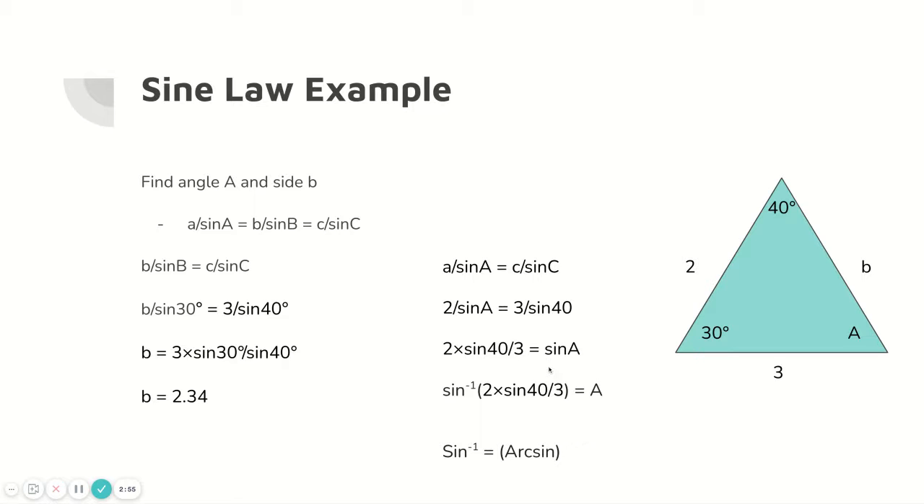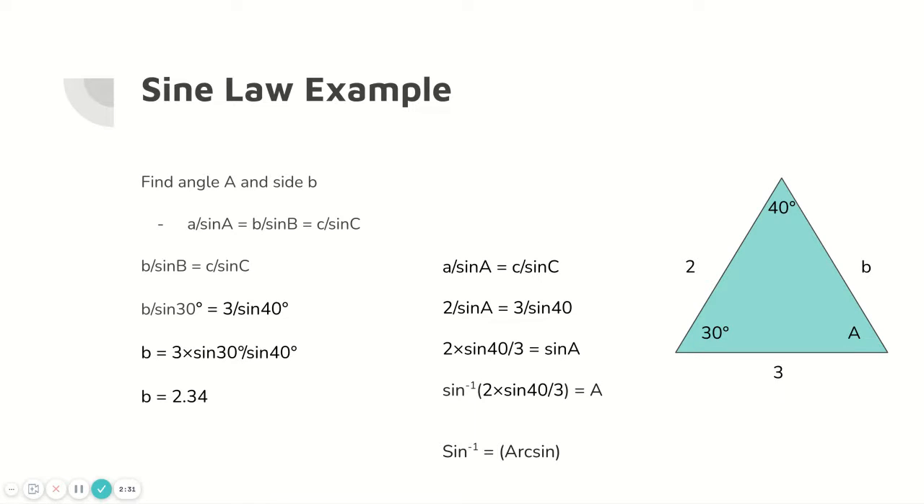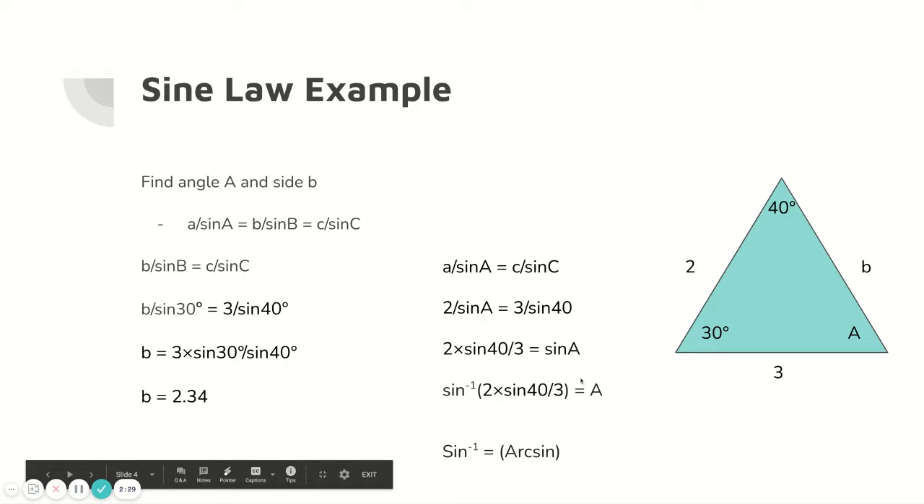We can't just divide by sine. What we do here is called arc sine. We also have arc cosine. On your calculator, it looks like a power to the -1, but it's not. It's just basically how we get rid of sine on this side. And then we just put this into a calculator and we get A.